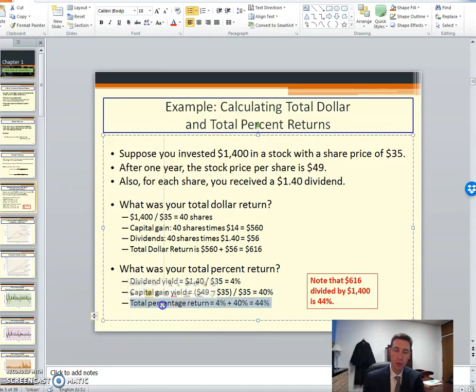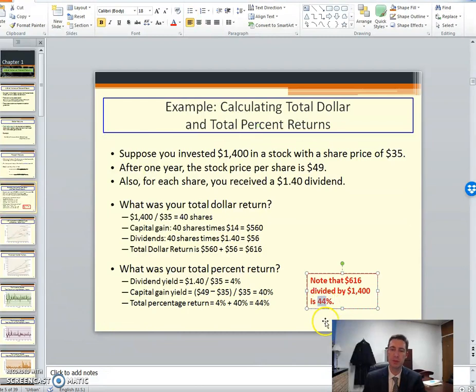So what is your total percentage return? Your total percentage return is going to be the sum of those two components. The dividend yield plus the capital gain yield gives you 44%. So 4% plus 40% gives you 44%. That is your total percent return. Okay, that's how you would calculate it. Again, note that $616 divided by $1,400 is 44%. That would be another way to calculate it.